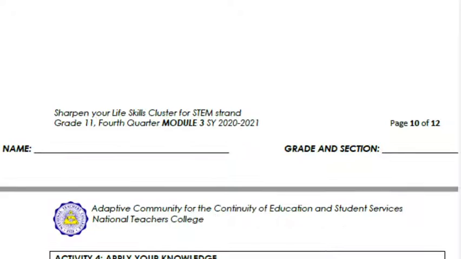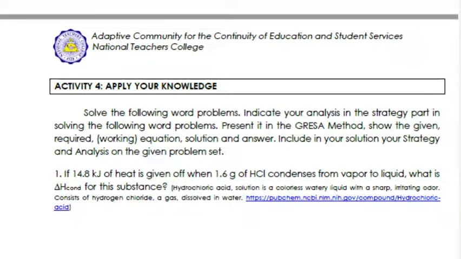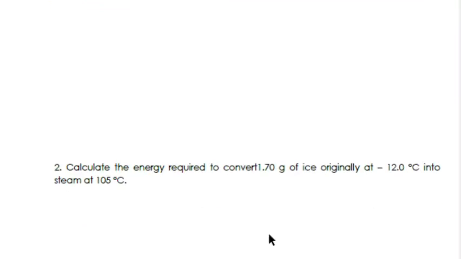And then activity 4, which is your module assessment. So you may write in this space provided, or you can just solve it in a separate sheet and attach it to your module.